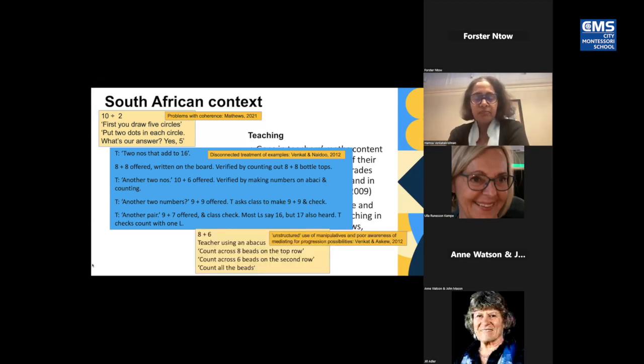And another example, which points to a slightly different kind of phenomenon: 8 + 6 is the question put up on the board. The teacher has a large abacus that she's working with on the front, and the way in which she uses this abacus to show 8 + 6 is she counts across 8 beads on the top row of the abacus. Now, the typical abacus is marked out in rows of 10. And instead of filling in the 10 to show the +6, she counts 6 beads across on the second row, and then all the beads are counted in ones from 1 to get to 14 as the answer.